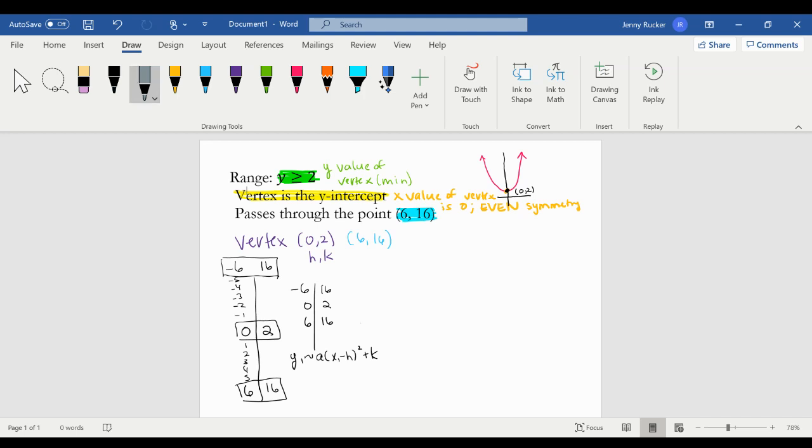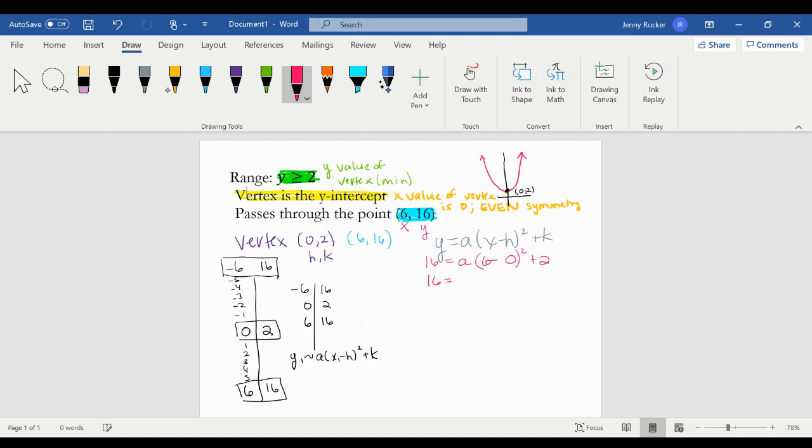Alternatively, I could do this by hand algebraically. I know my goal is to get this in vertex form, which is a times parentheses x minus h squared plus k. I can use h and k as 0, 2, and I can use 6, 16 as an x and y ordered pair. So I'm going to replace the x with the 6 and the y with 16. That will enable me to solve for a.